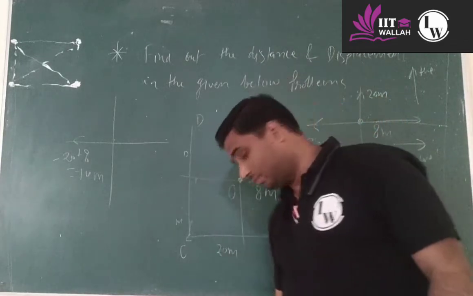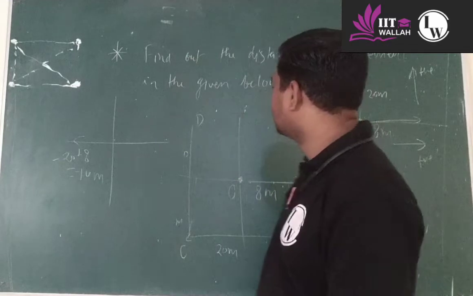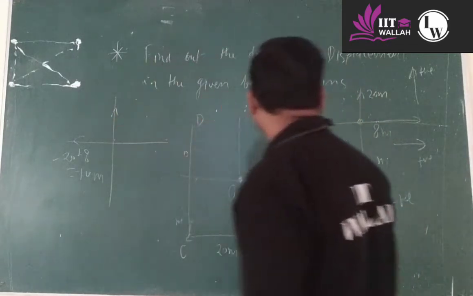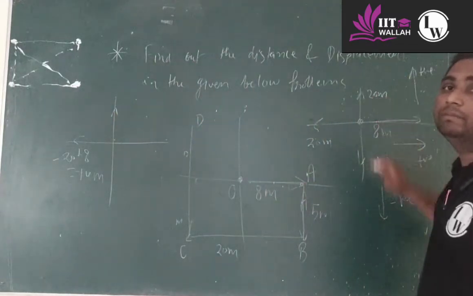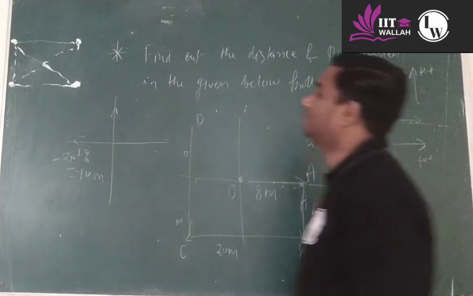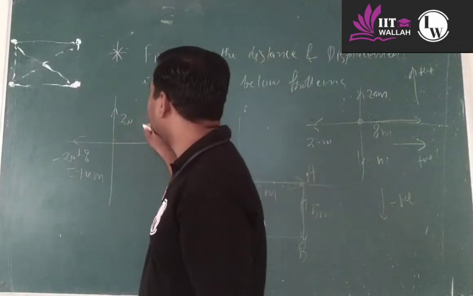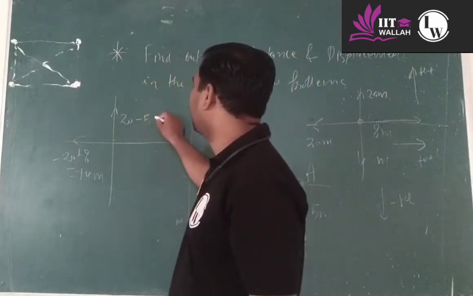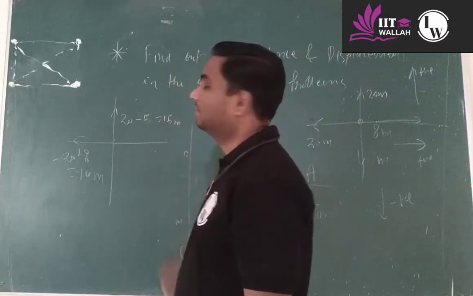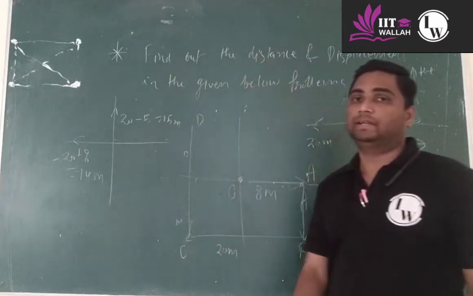Upward direction. Okay. So how much will this be? 20 minus 5. 20 is plus, minus 5, is how much? 15 meter. Okay.